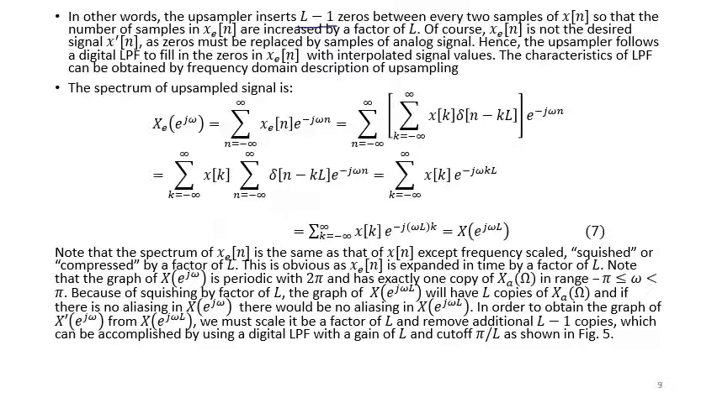The spectrum of the upsampler, similar to what we did for the downsampler, is X e of e to the j omega equals the summation running from minus infinity to infinity of x e of n times e to the power minus j omega n. That's the equation for converting the time domain signal into the frequency domain. That's the Fourier equation, the equation for the discrete time Fourier transform.